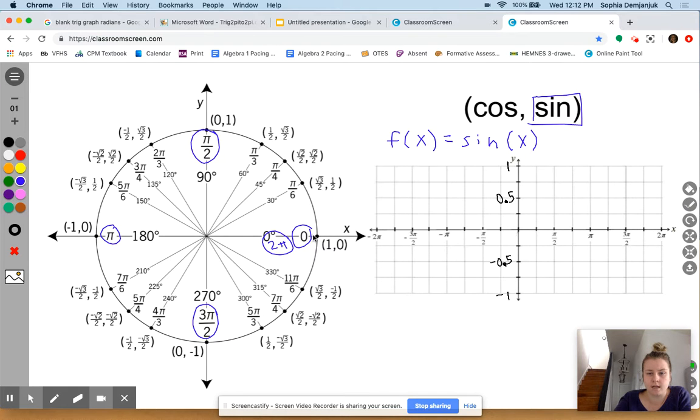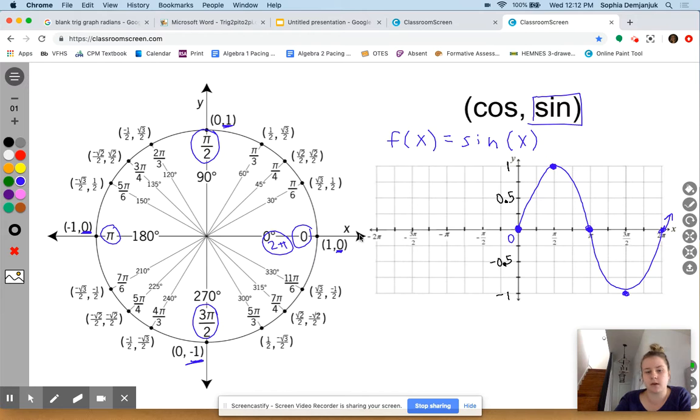So starting at sine of 0, my y coordinate is 0. So 0 starts at 0. Going to sine of pi over 2, my y coordinate is 1. So pi over 2 gets 1. Sine of pi is back to 0. Sine of 3 pi over 2 is -1. And then sine of 2 pi back to my full rotation of 0. And we can connect these ones with our curved line.